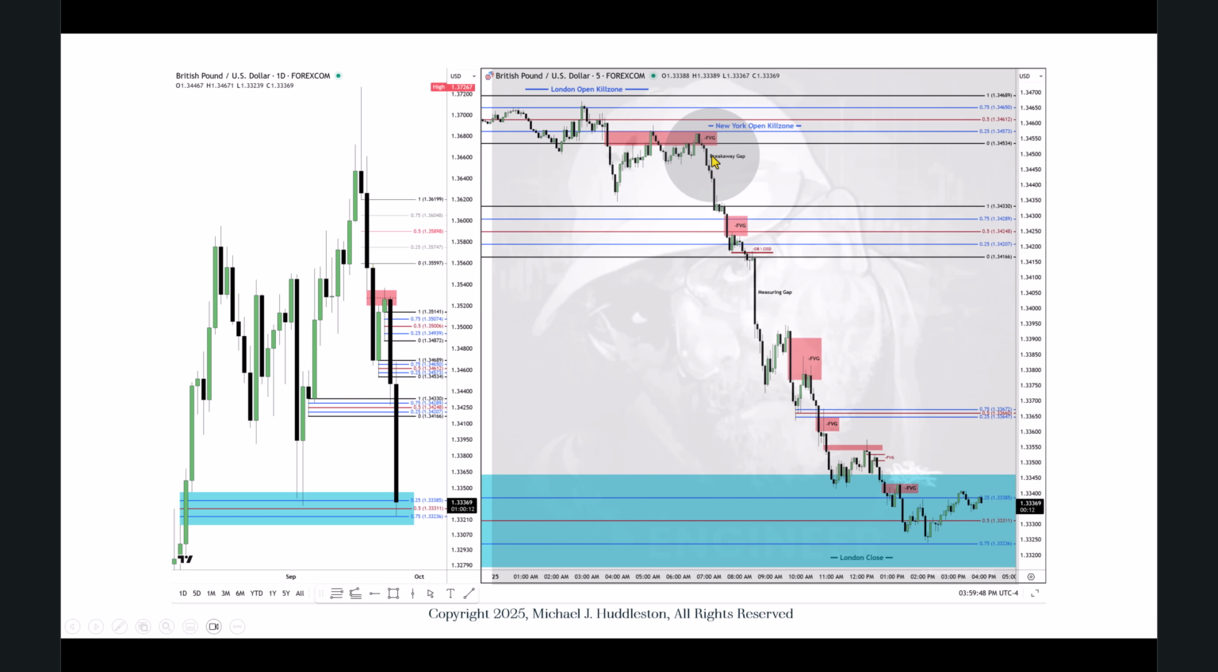Then we have a breakaway gap. Fair value gap, trade up into it there, which is institutional order flow entry drill, and it happens to land directly on consequent encroachment of this discount wick. Breaks aggressively. Now we have a measuring gap about halfway to what we're expecting to trade down to, that bullish fair value gap over here.